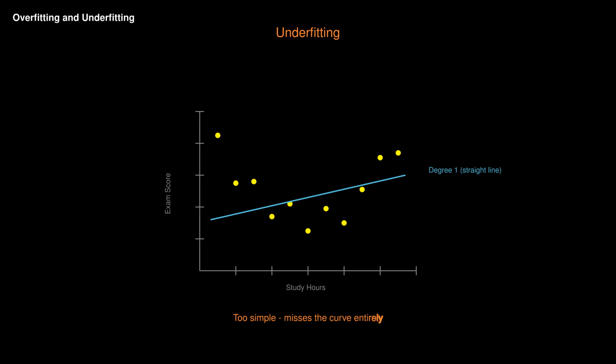Imagine data that follows a curve, maybe exam scores that rise quickly at first, then level off as students study more. Now suppose you fit a straight line through that data. The line captures the general upward trend, but it completely misses the curvature. It is too simple. It cannot represent the real relationship. This is underfitting. High error on training data. Not enough flexibility to match the patterns right in front of it.